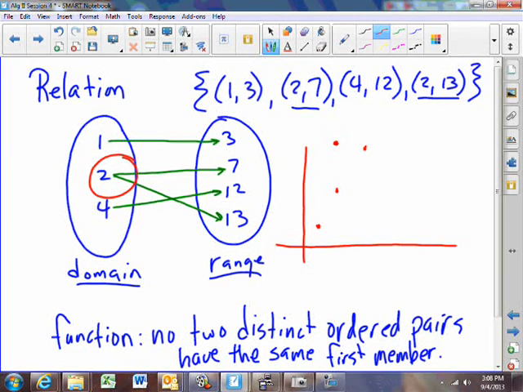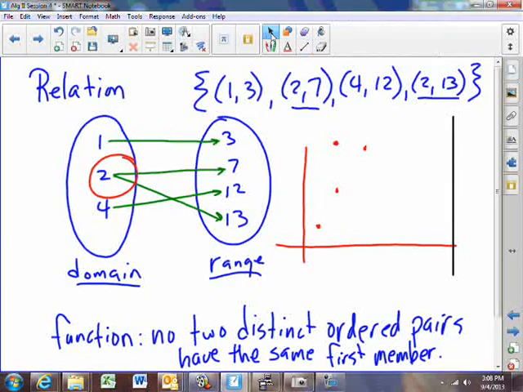Now, when you have a relation described by a graph, one of the ways to tell whether that relation is a function or not is to ask yourself, is there any place on this graph where a vertical line would connect 2 points of the graph? And you see, if we get to 2 here, this vertical line at x equals 2 connects the point (2, 7) with the point (2, 13). So we would say that this relation fails the vertical line test, so it is not a function.